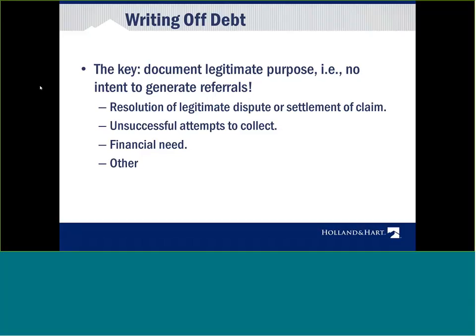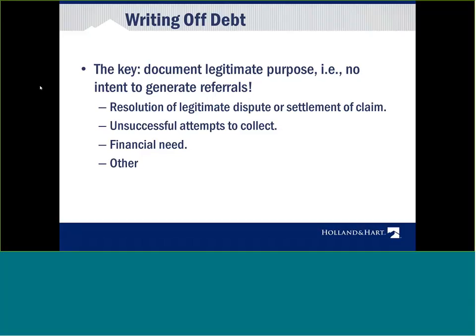I would say, don't have certain patients where you're unsuccessful on one attempt and then write them off, but others you continue to try to collect for months and months or years. Have a policy and a process in place and document that you've complied with your process. Financial need, and then other situations that may arise.